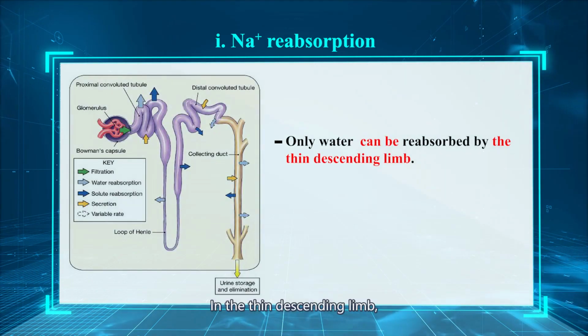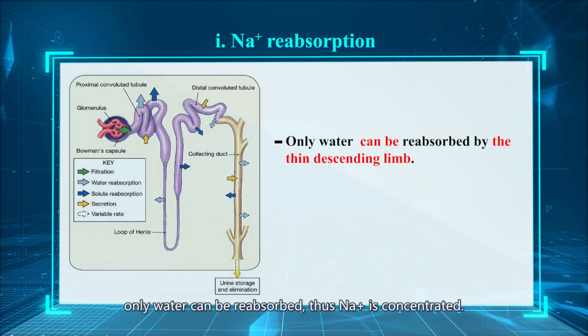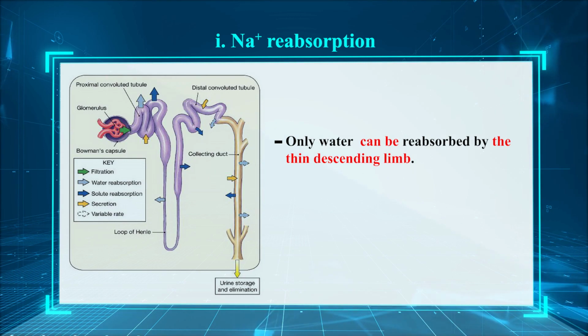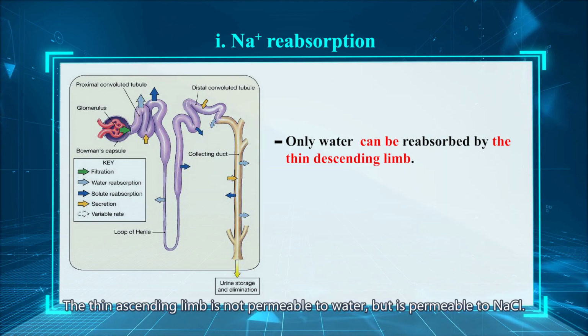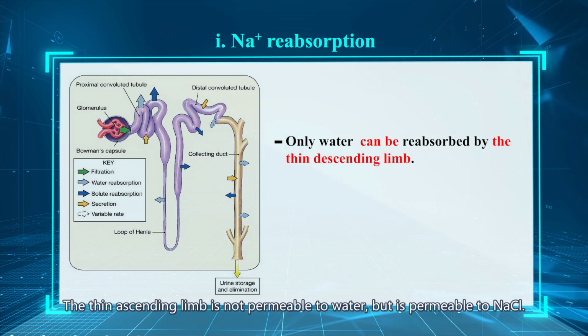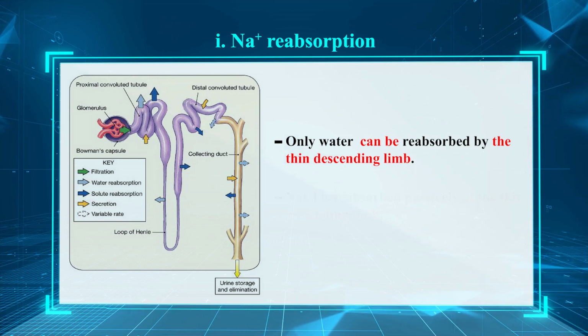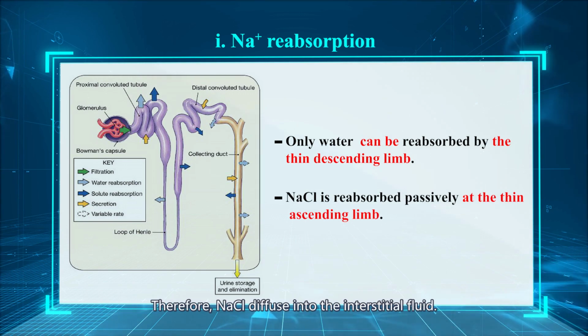In the thin descending limb, only water can be reabsorbed. Thus, sodium is concentrated. The thin ascending limb is not permeable to water, but is permeable to sodium chloride. Therefore, sodium chloride diffuses into the interstitial fluid.